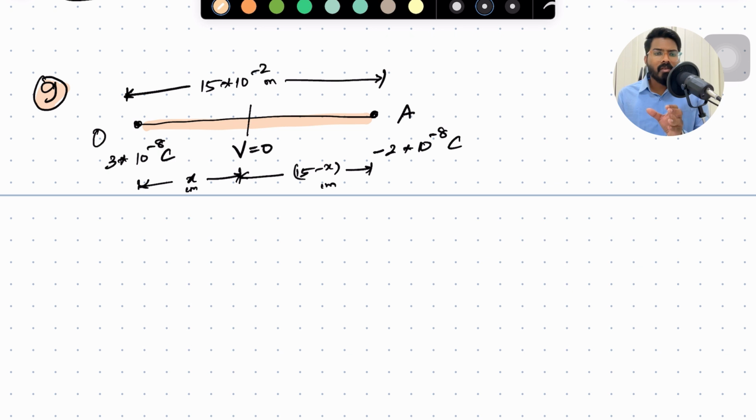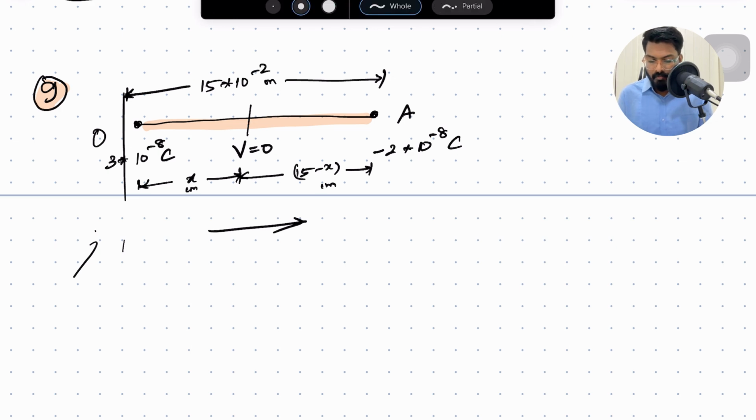Now why am I assuming that the point is on this side? Why not on this side? It cannot be, because the potential is adding up to 0. The electric potential coming from O and the one coming from A add up and become 0. But if we keep moving towards the left, that will not add up to 0.